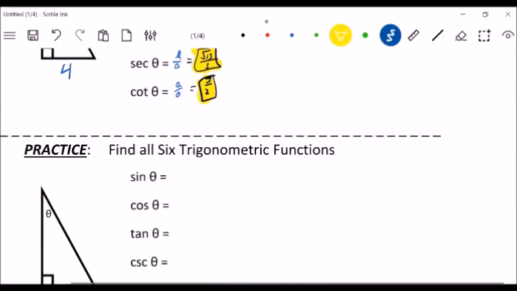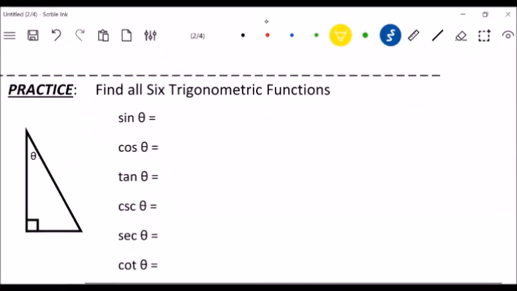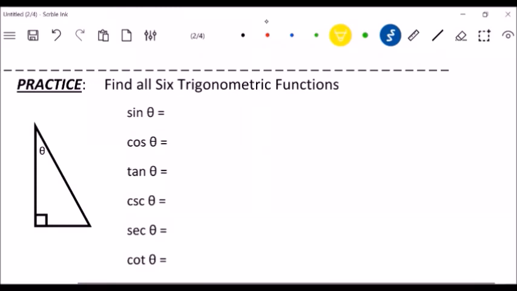Now let's take a look at the next one here. Find all of these. And this time I'm going to give the numbers 8 and 5. So that means here doing that 5 squared plus 8 squared will be equal to the radius squared. So that's 25 plus 64, which is 89. And if I take the square root, I have that the radius is the square root of 89.